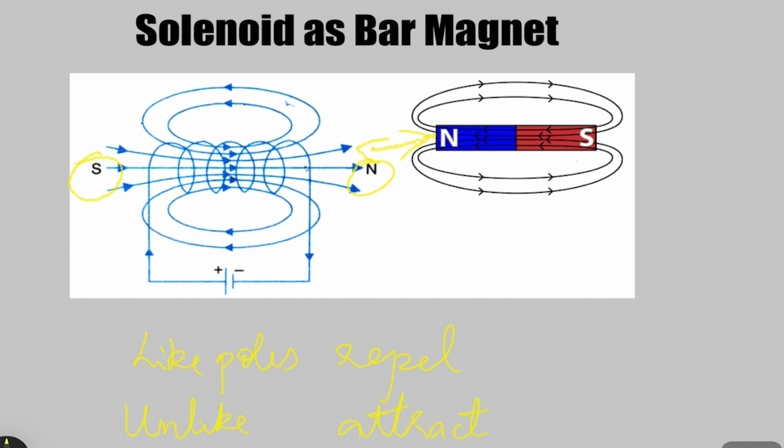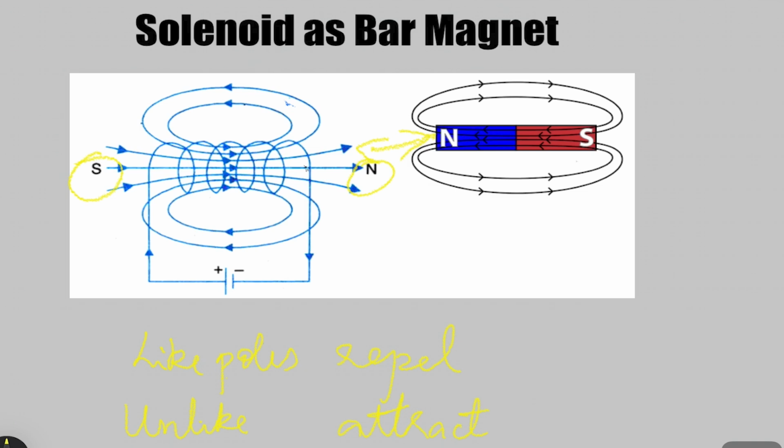We can also prove that a solenoid is behaving like a bar magnet with the help of Maxwell's thumb rule. Let me know in the comment section if you need a detailed explanation about that.